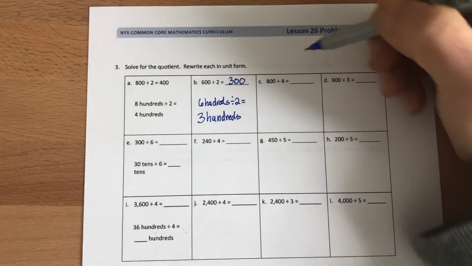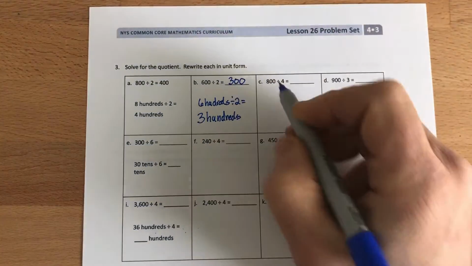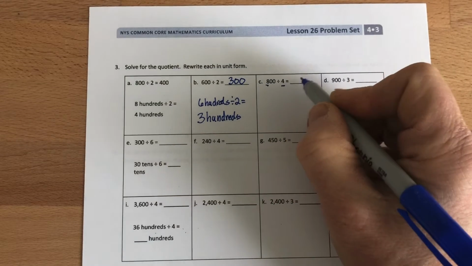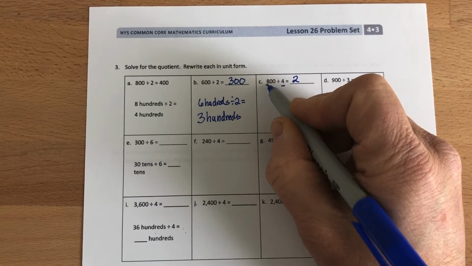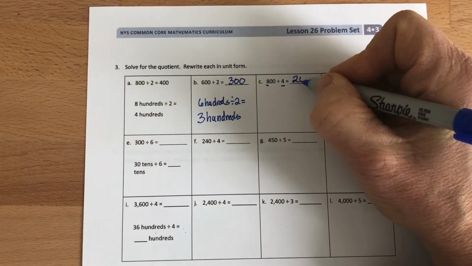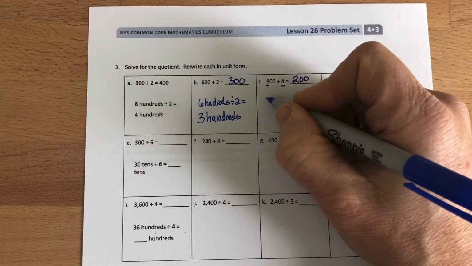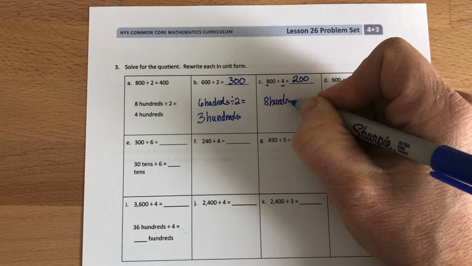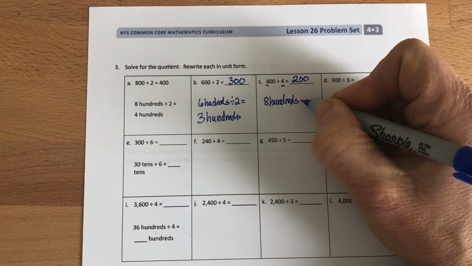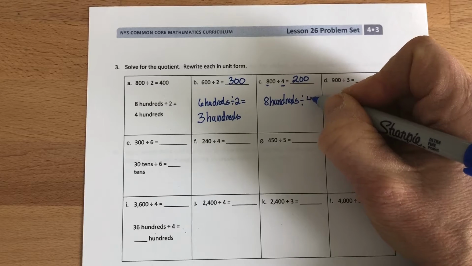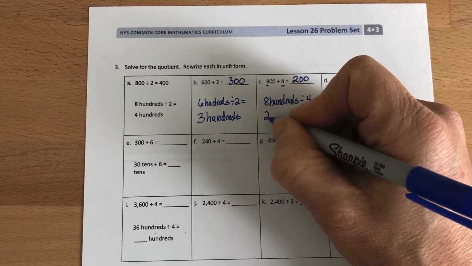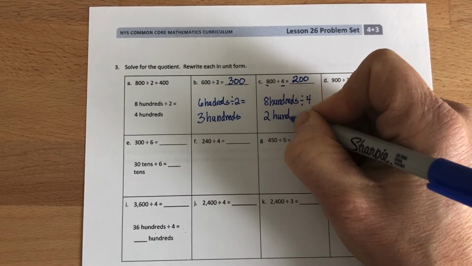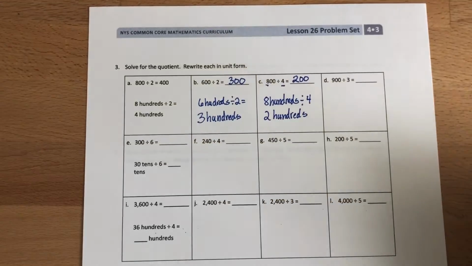Cool. 800 divided by 4. Well, I know that 8 divided by 4 is 2, but it says 800 divided by 4, so that's 200. Okay? So 800 reds divided by 4 is equal to 200 reds. Just like that.